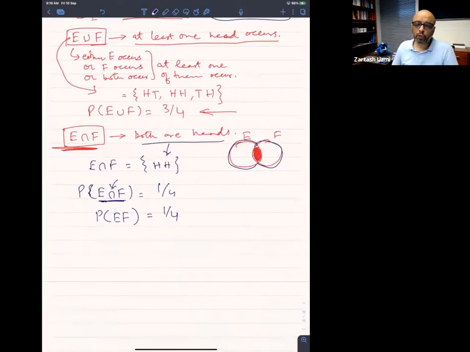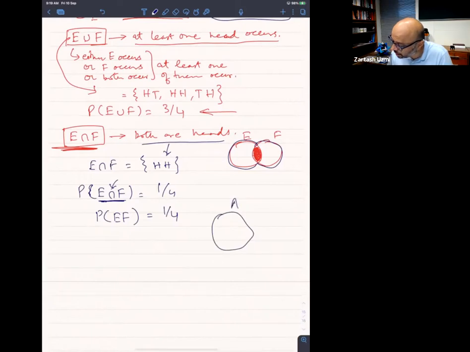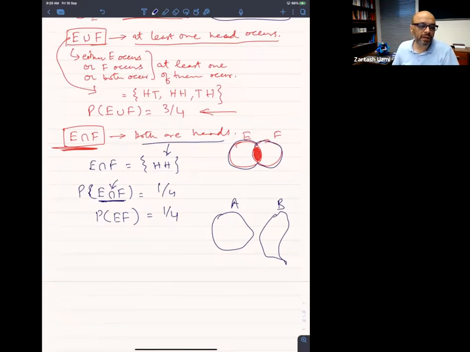By the way, mutually exclusive events do not occur simultaneously. This is your event A and this is your event B. A and B, nothing is common. A and B are mutually exclusive. If A occurs, B will certainly not occur. If B occurs, then A will certainly not occur. So A and B are mutually exclusive. What is the probability of A and B happening together? That probability is going to be 0.